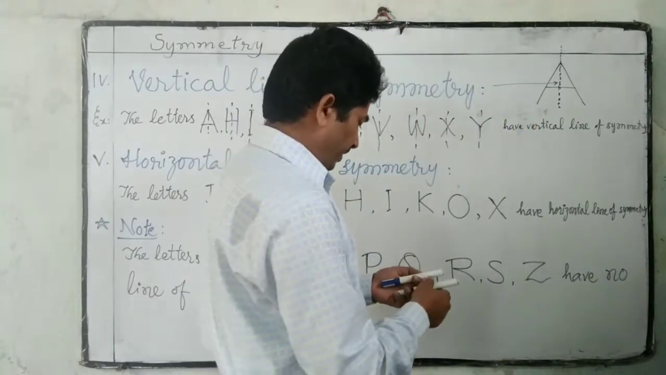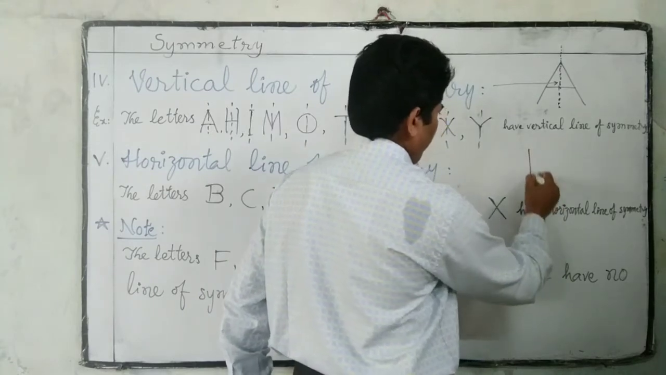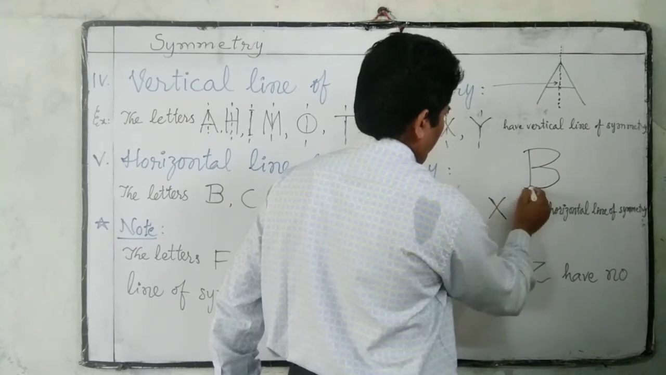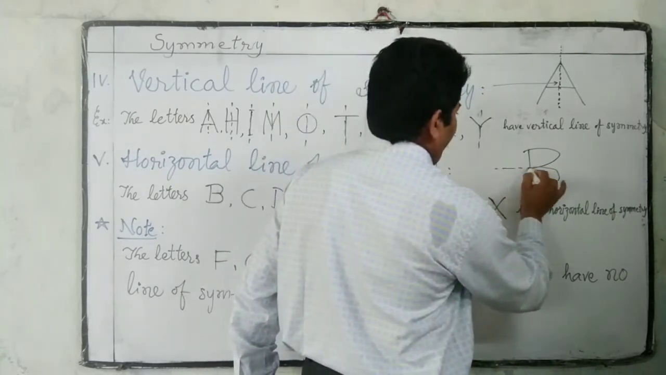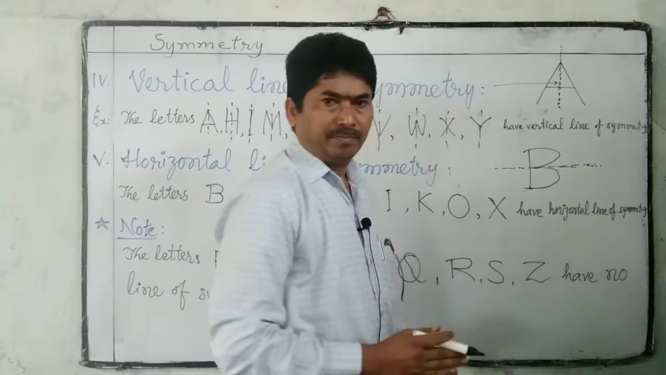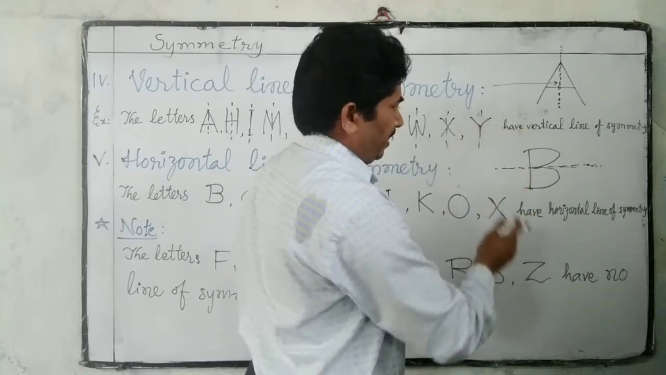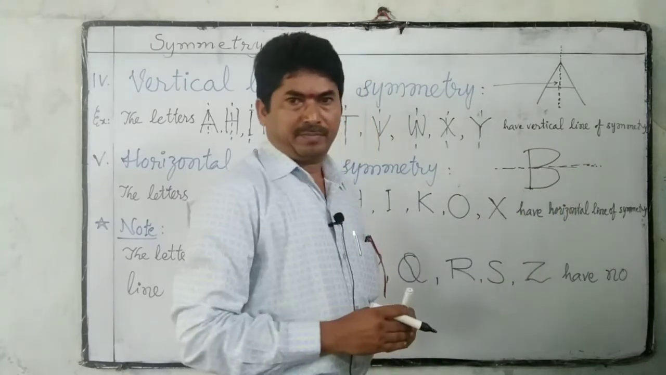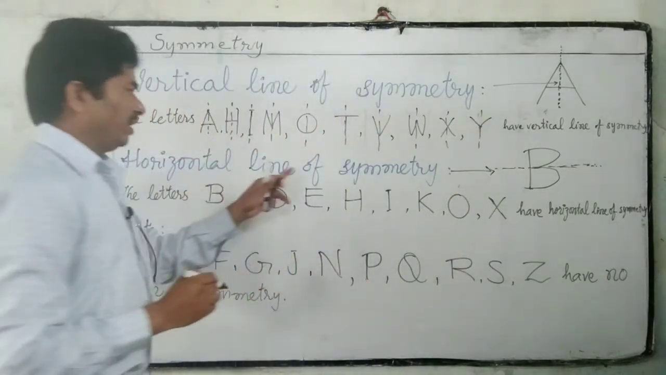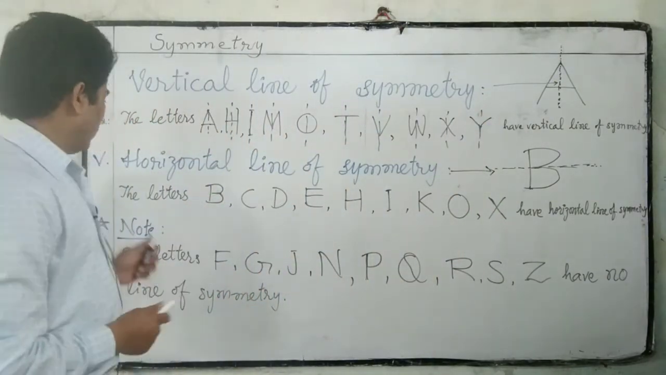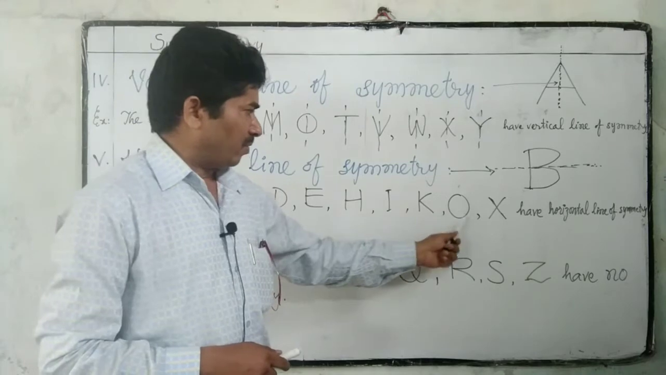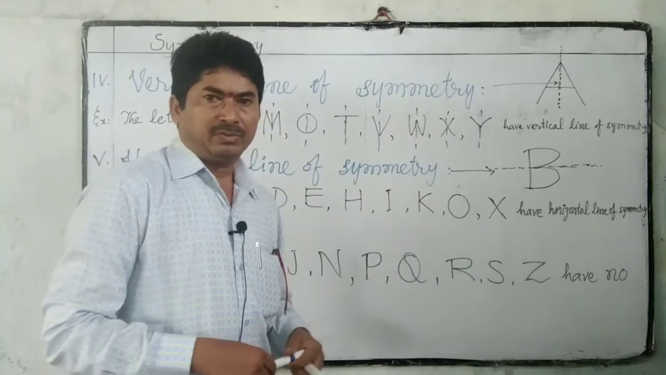Let us observe in this figure. If we divide it like this, this dotted line divided this letter identically from left to right. So this is called a horizontal line of symmetry. The letters B, C, D, E, H, I, K, O, X have horizontal line of symmetry.